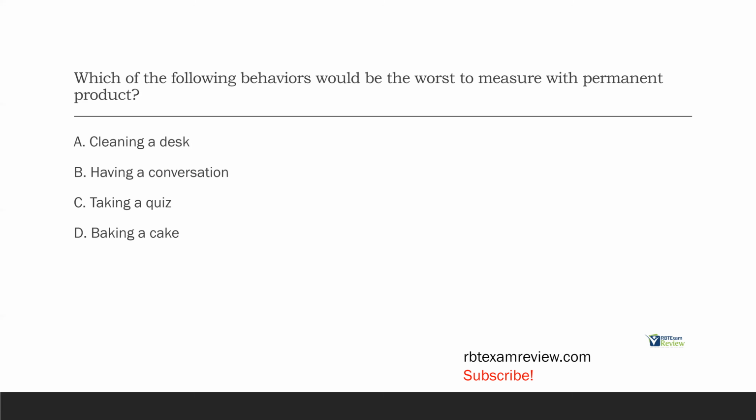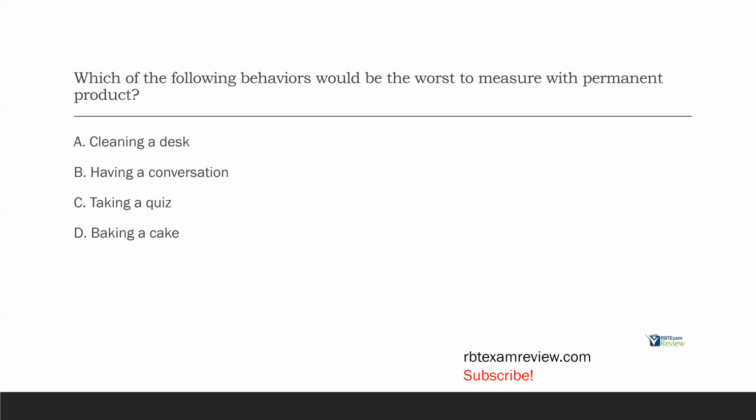B, having a conversation. Think about all the conversations you wish you could measure from people you know, bosses, colleagues that you can't. Why? Because conversations are fleeting. Unless you're recording it, which is probably not happening, right? So given that we probably aren't recording it, a conversation is going to be very difficult to measure permanently. Even me talking right now, the only thing that's permanent about this is going to be the recording. If the recording goes away, then what I'm saying right now cannot be measured.